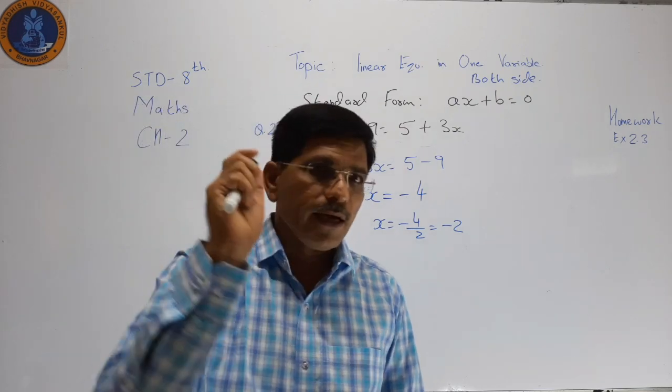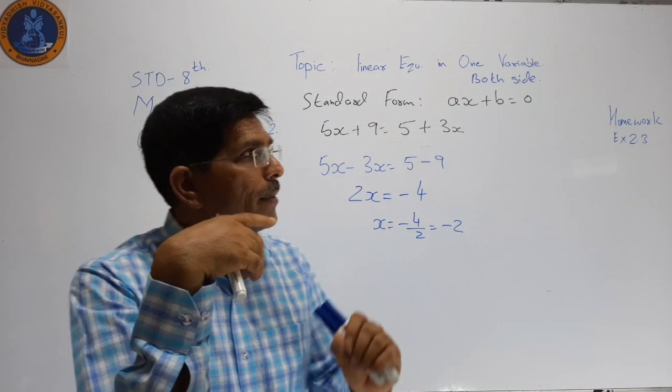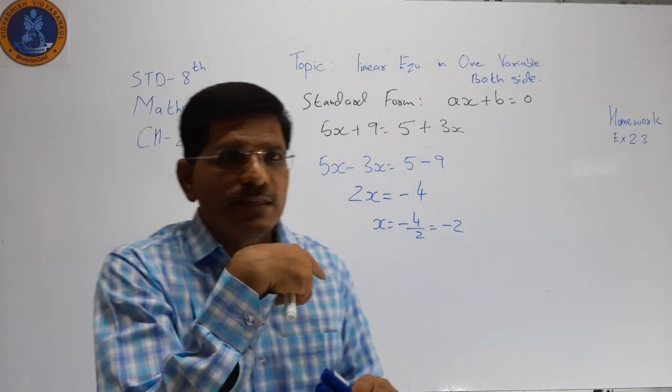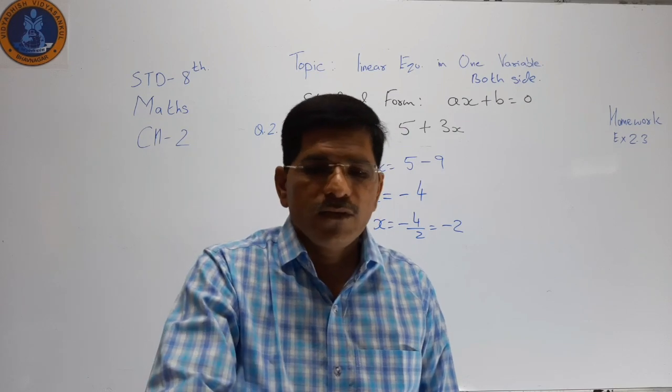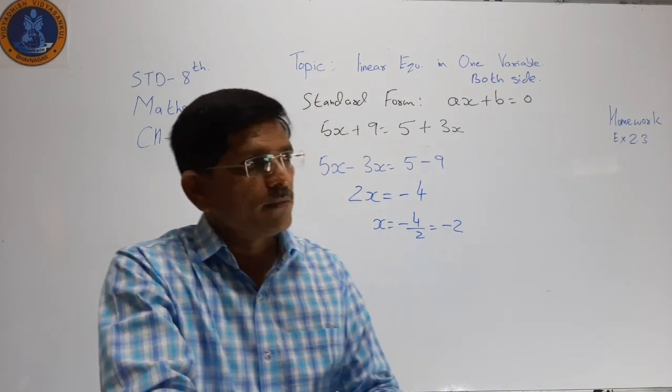What do we have to do again now? We have to put x equal to minus 2 in the above equation, to check whether you are correct or not. So left hand side is equal to right hand side. We have to check for every sum.